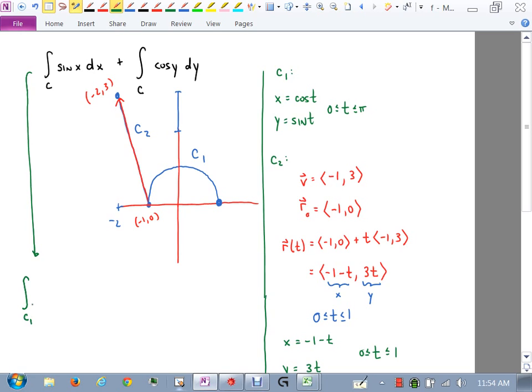Okay, integral over c1 of sine x dx plus integral over c2 of sine x dx. So what I'm doing is I'm taking that first line integral, and I'm breaking it up, it's supposed to be over c, I'm breaking it up over c1 and c2. Then I need the other line integral next to it, plus line integral over c1 of cosine y dy, and then plus line integral over c2 of cosine y dy.